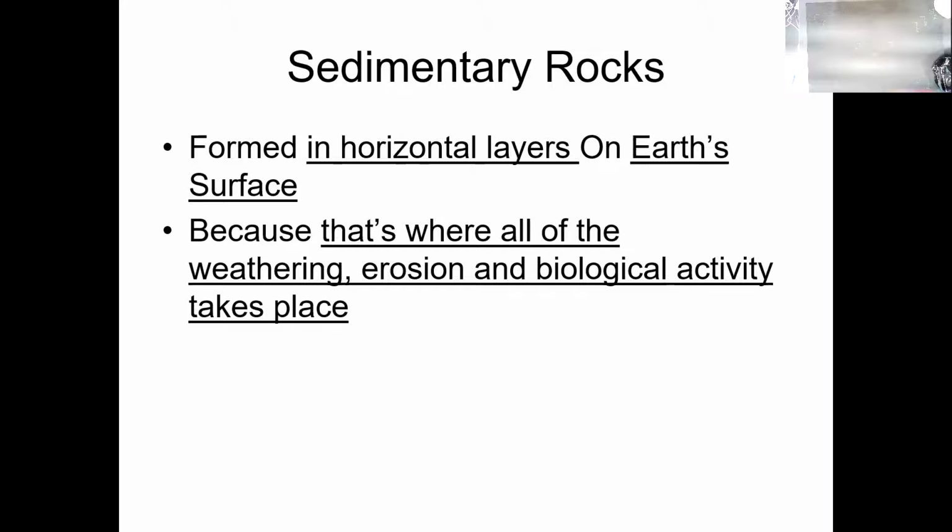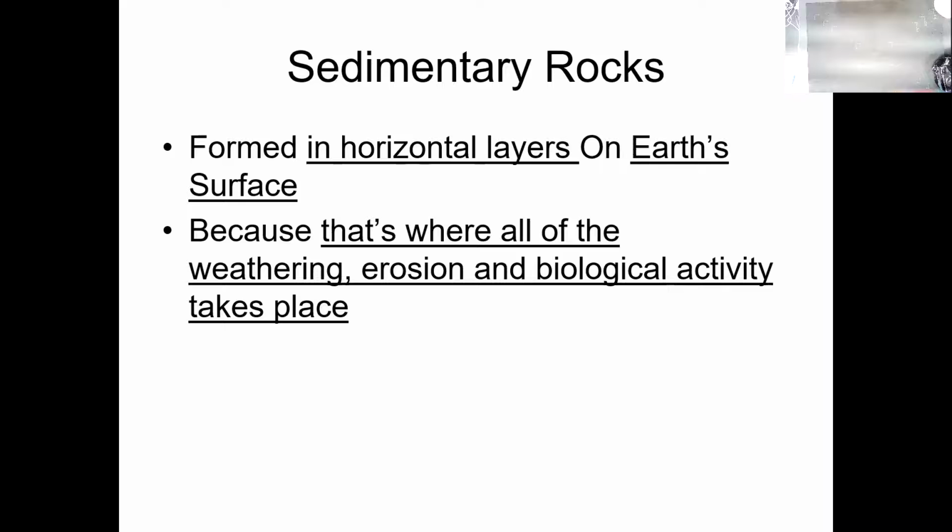Which layer do you think they are, since that's what we're talking about? Or which kind of rock? Sedimentary. Fossils are almost exclusively found in sedimentary rocks. But let's talk about why. I didn't change the slide yet because I don't want to give it away, but you can fill in that next one. Number 2, fossils are almost exclusively found in sedimentary rocks. Fill that in, and let's talk about why.